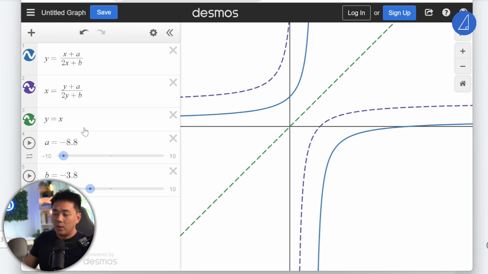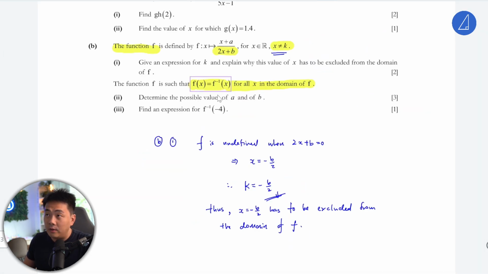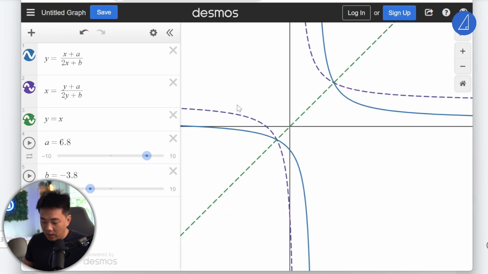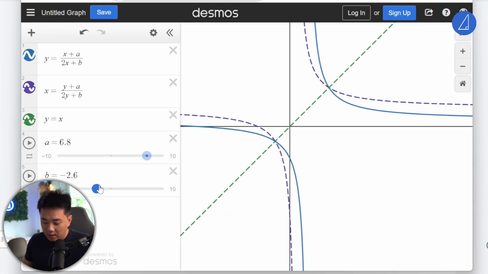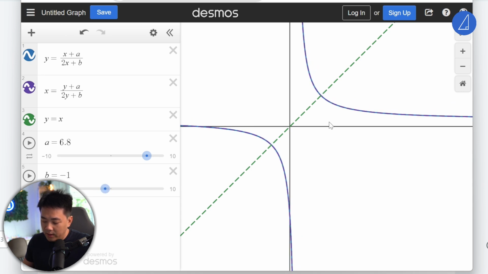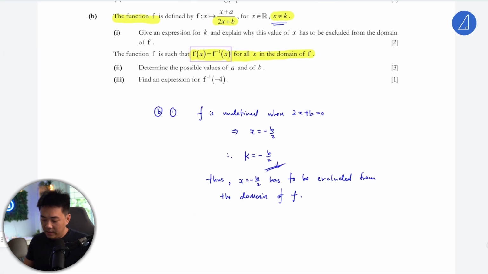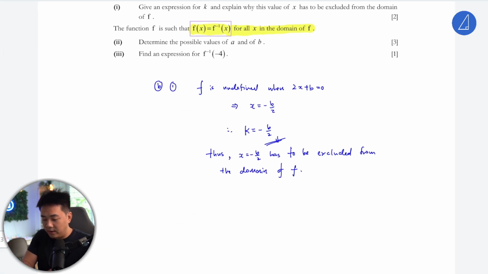Now, the next thing to understand is that when we say f(x) equals f inverse of x, it just means that what we want to achieve is that both of these graphs superimpose. So there will be a sweet spot here where the blue curve and the purple curve superimpose. Okay, so we need to work on getting this value here, right? So how do we do that? I think the first thing is we just find the inverse function first.